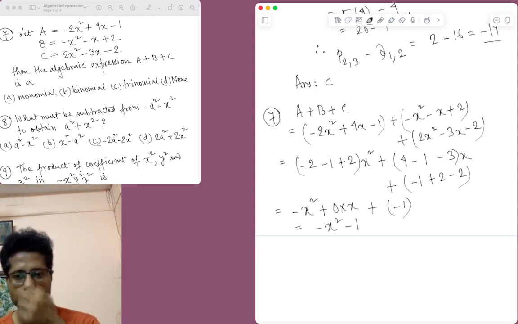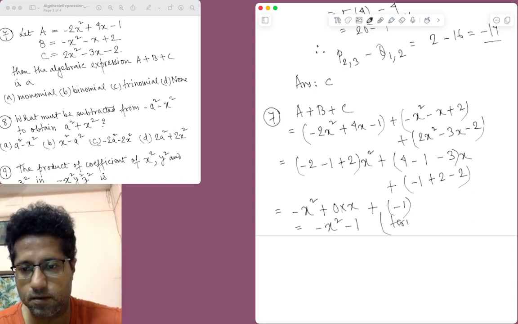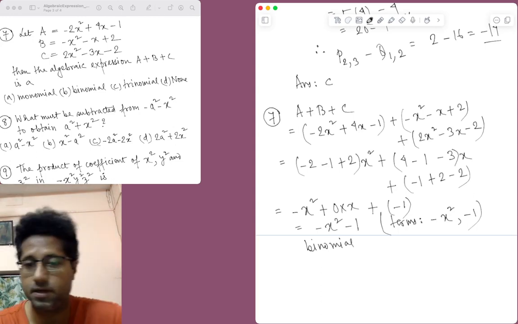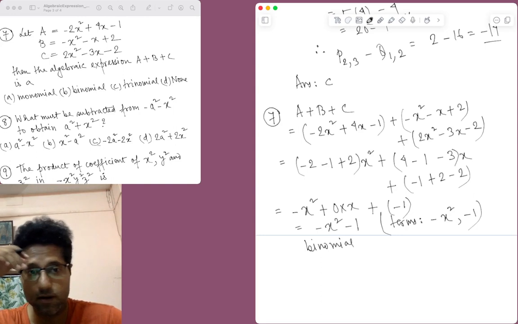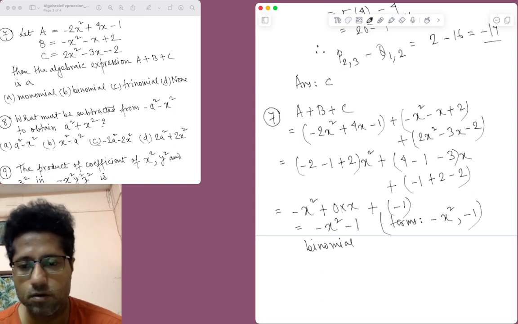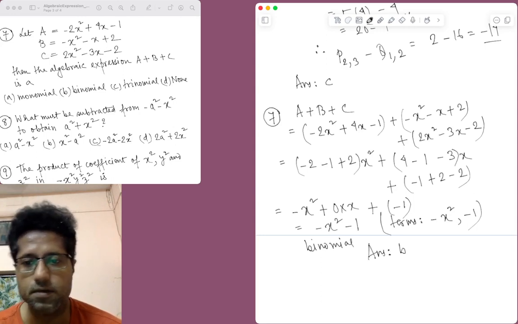So, it is having two terms. The terms are minus x square and minus 1. So, it is a binomial. We know that an algebraic expression having two unlike terms is a binomial, an algebraic expression having one term is a monomial, and an algebraic expression having 3 unlike terms is a trinomial. Okay. So, the answer is choice B.